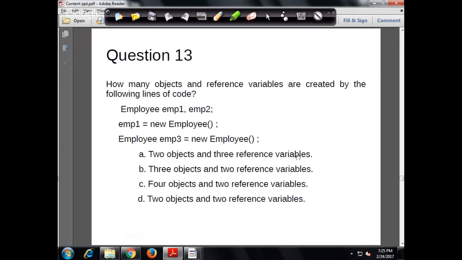Okay, so I have the answers. Chaitanya says C, Rakesh says A, Raja says C, Pramod says 13 is B, 3 objects and 2 reference variables. Okay, so I have 4 or 5 answers over here. Now let me show you the tip for this particular question. Ajay also has an answer, A. So let me show you the tip for this particular question.